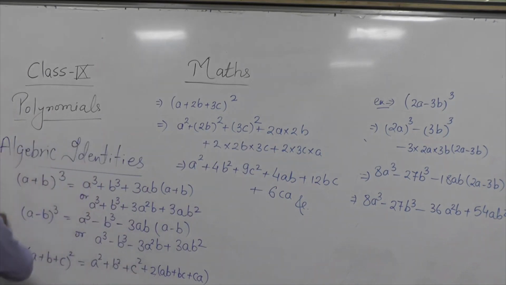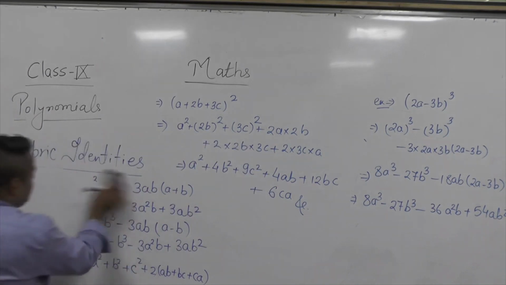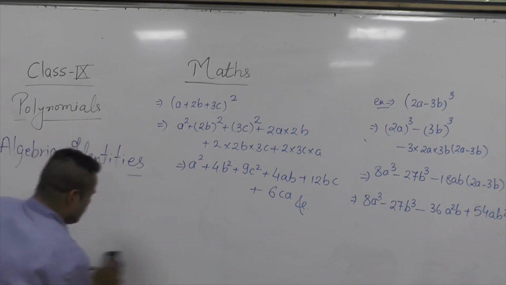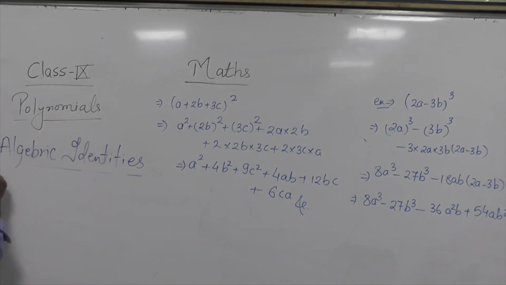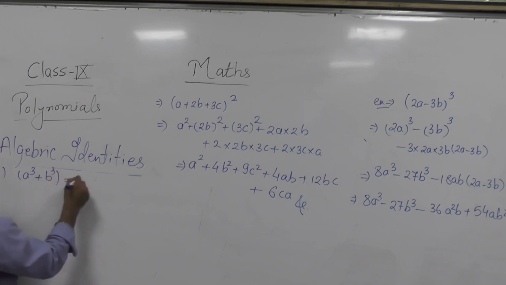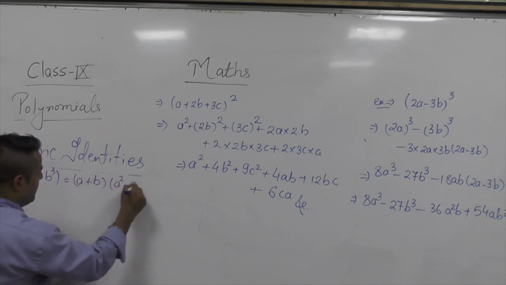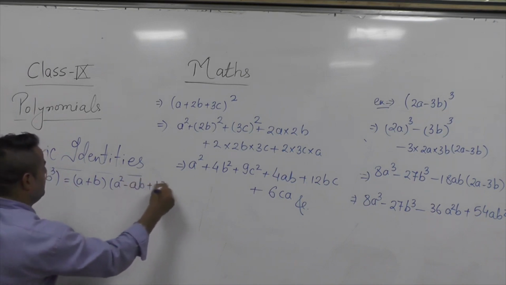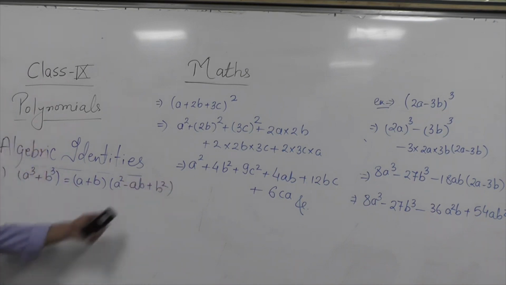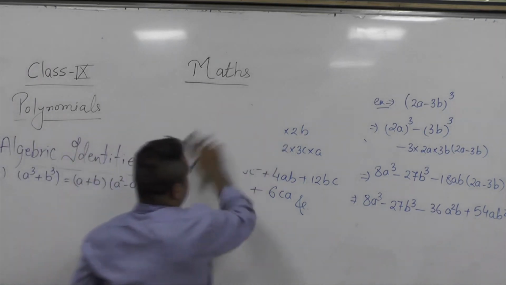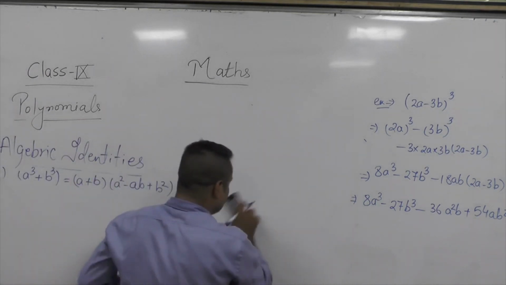Now we are moving on to our next identities, which are a cube plus b cube. It's our 8th identity, if you are numbering them correctly. So a cube plus b cube gives you a plus b, a square minus ab plus b square. Yes, you are seeing it correctly, minus comes here. Why minus comes here? I am showing you.